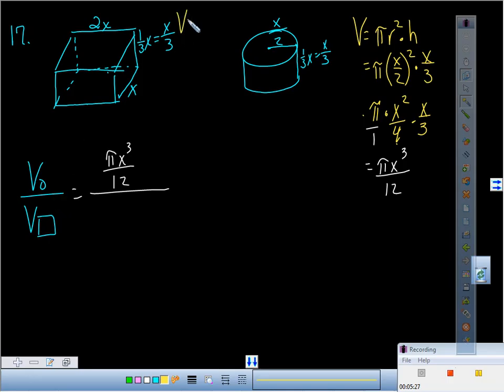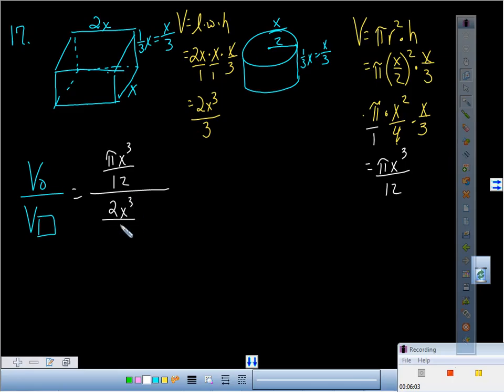Volume of a rectangle, a rectangular prism, actually what it's called, is just length times width times height. So my length is 2x, my width is x, and my height is x over 3. So if I want them all to look alike, what do I do with these two? Put them over 1. How do you multiply fractions? Multiply all the top, multiply all the bottom. Okay? So what's 2x times x times x? What's 1 times 1 times 3? 3. So that goes on the bottom.